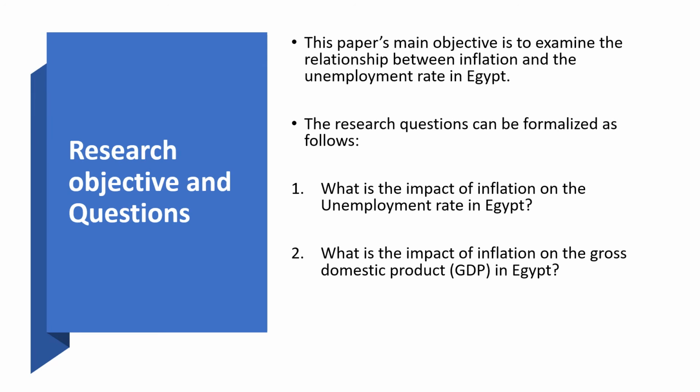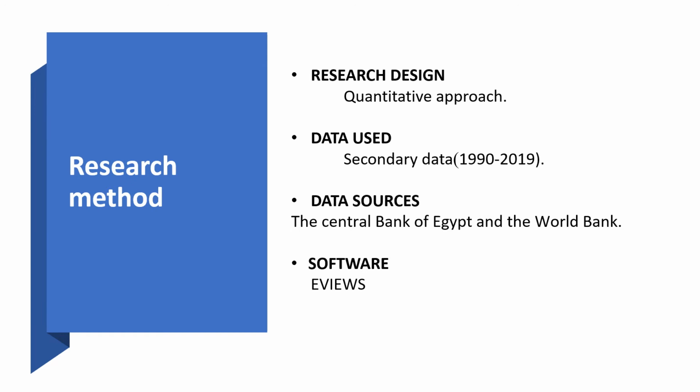Then we move to the research objective and questions. This paper's main objective is to examine the impact of inflation on the unemployment rate in Egypt. The research questions can be formalized as follows. We want to answer two questions. The first question is, what is the impact of inflation on the unemployment rate in Egypt? While the second question is, what is the impact of inflation on the gross domestic product, GDP, in Egypt?